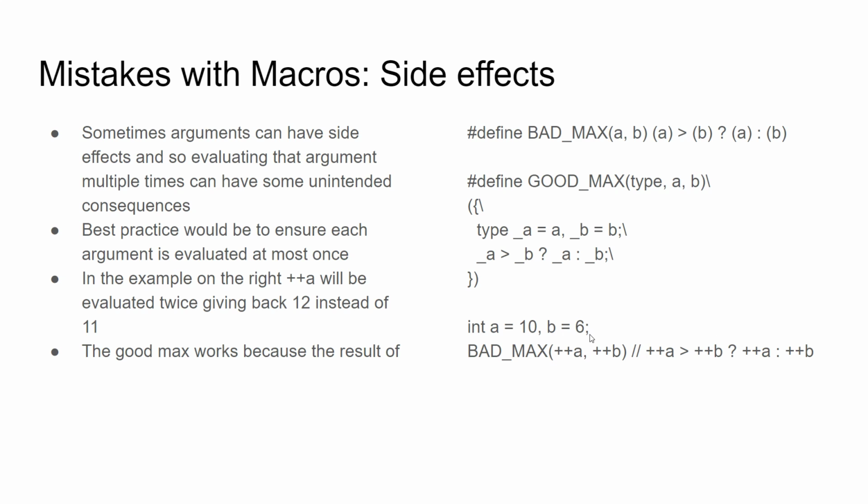So if I have 10 and 6, first we'll do the plus plus and get 11. This guy gets plus plus and gets to be 7. So we have 11 greater than 7. Well, 11 is greater than 7, so we'll evaluate this guy, plus plus A. So A gets incremented again, and now A became 12 as opposed to returning the 11 that you were intending.